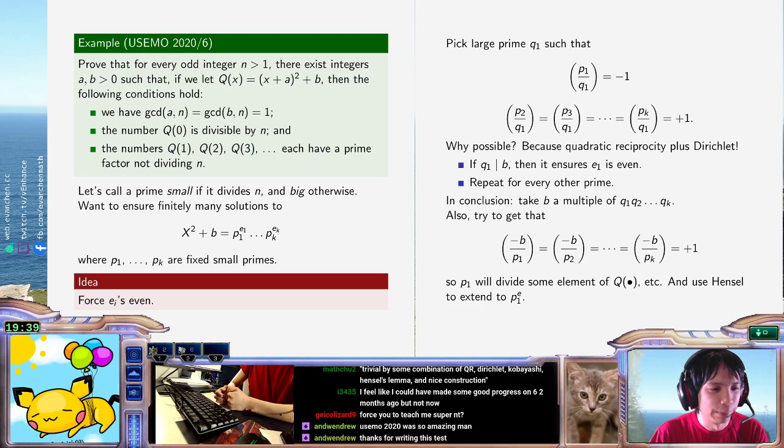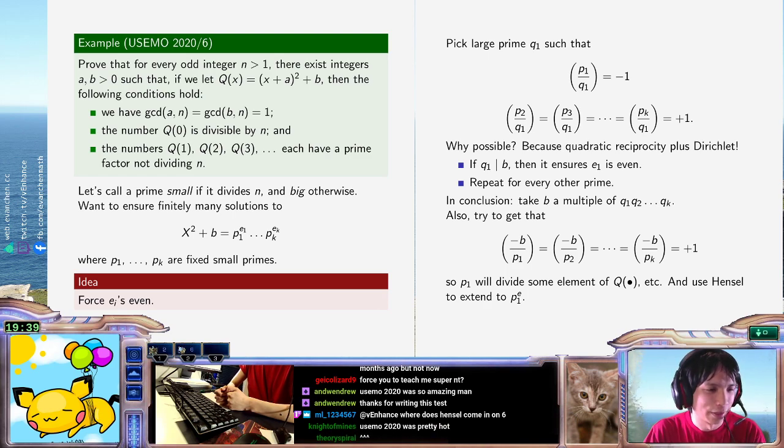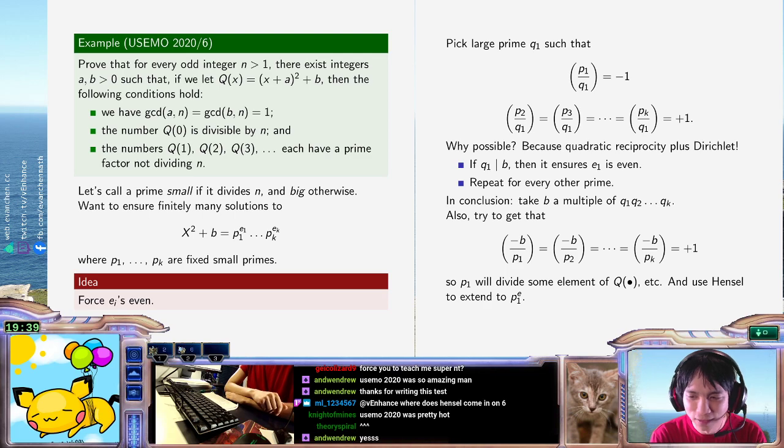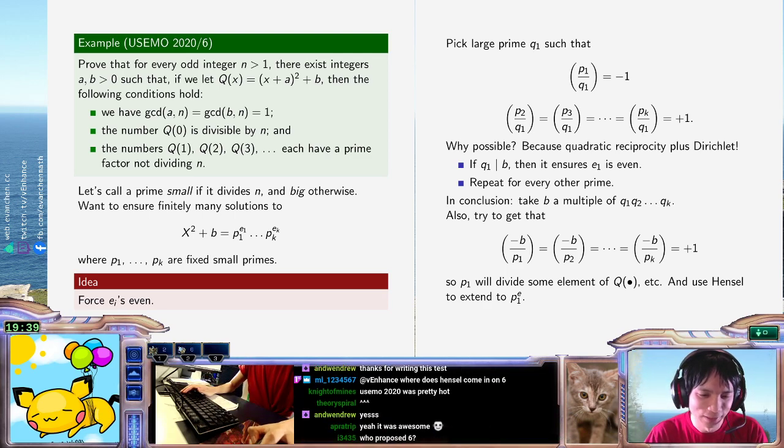I'm very happy with the 6 problems this year, I will say. I wish problem 4 was easier, but I'm super happy with all 6 problems. It's very rare. Usually there's a couple problems where I'm like, yeah, this is okay, but not amazing. But this year all 6 problems are amazing. Who proposed 6? Pichiot.